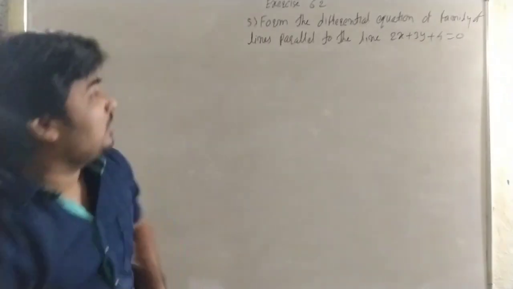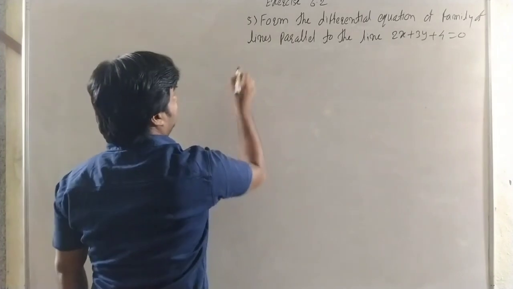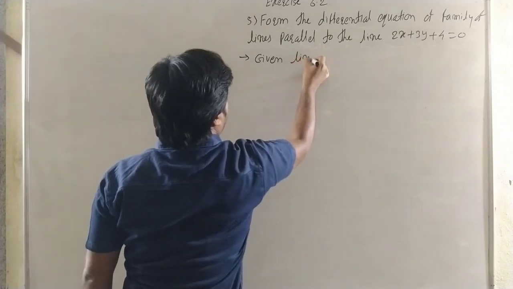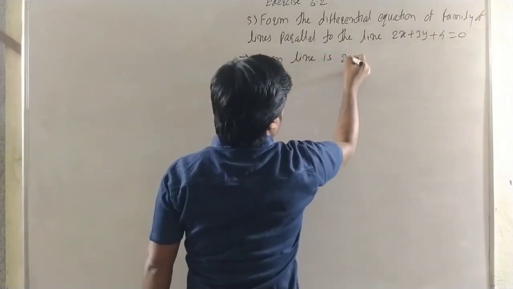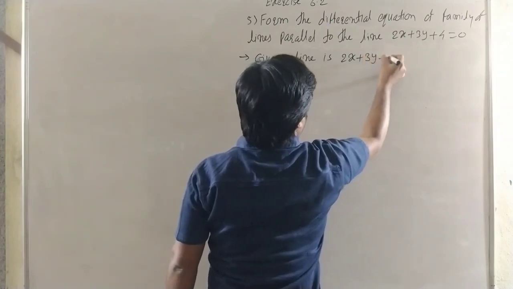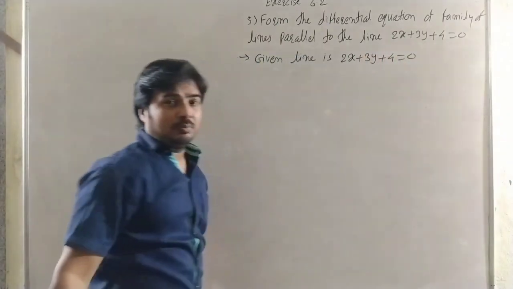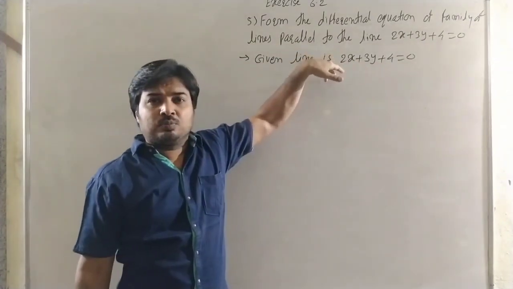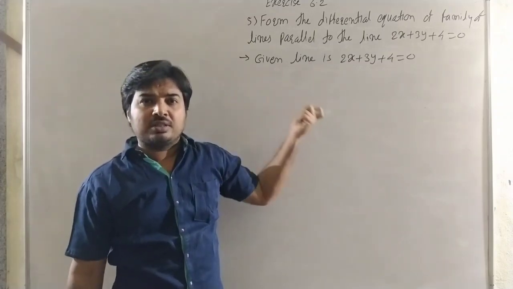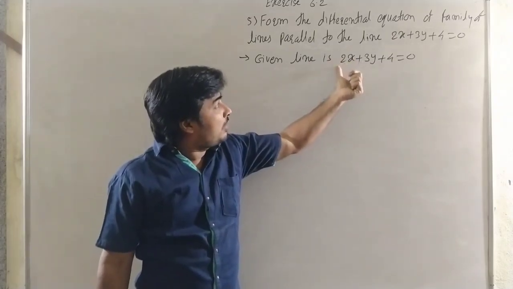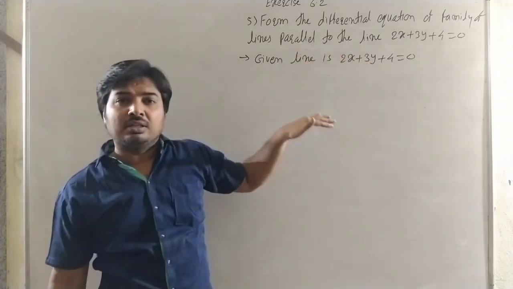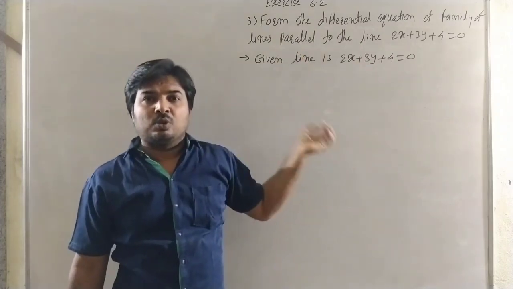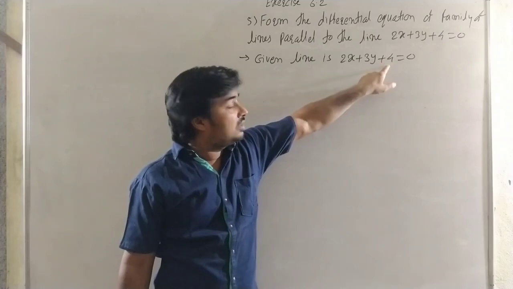Now here first we want to find the equation of line parallel to this line. Here given line is 2x plus 3y plus 4 is equal to 0. Two lines are parallel, that means the slope of two lines are the same. The slope of this line is minus 2 by 3. Therefore slope of the parallel line is again minus 2 by 3. That means the coefficients of x and y are the same for the two parallel lines. Only difference is in the constant.